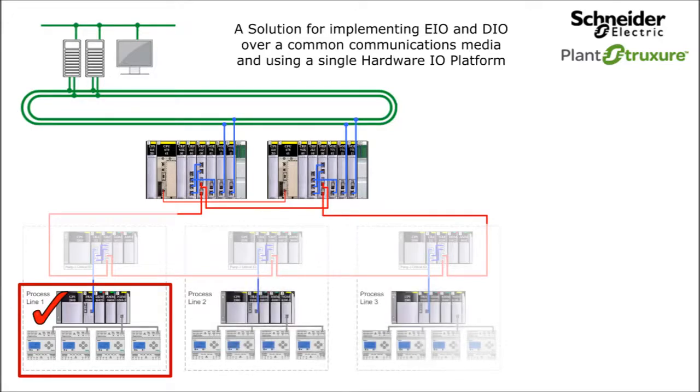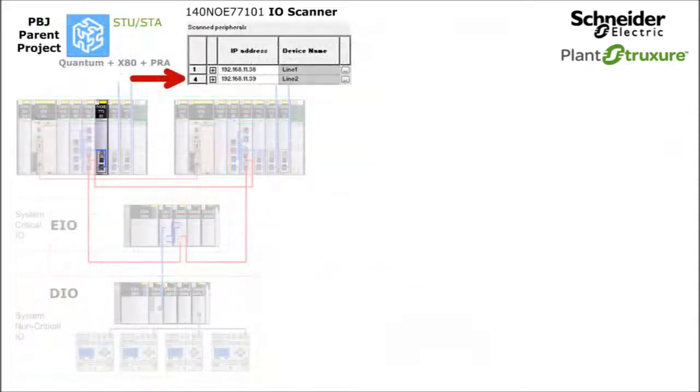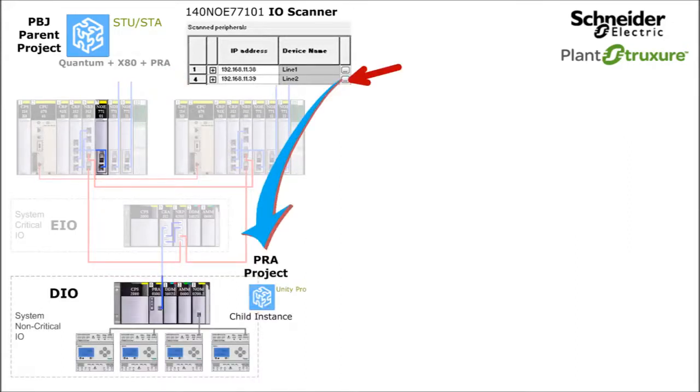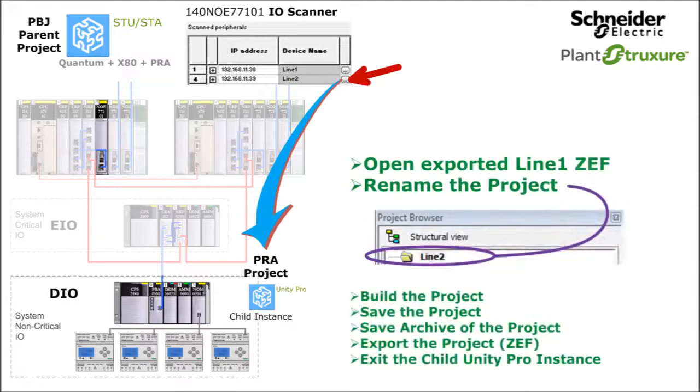And now the other two DIO drops in the solution. Simply add the NOE IO scanner entry for line 2 and launch the PRA project. In the empty Unity Pro child instance, open the exported line 1 DIO drop ZEF file, and then rename the project. Build, save archive, export to ZEF, and exit.